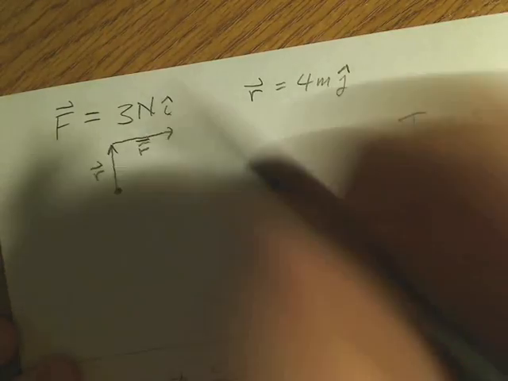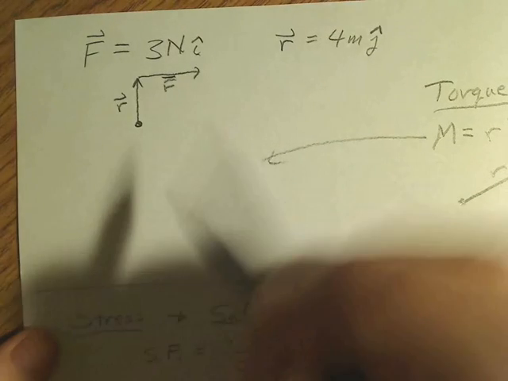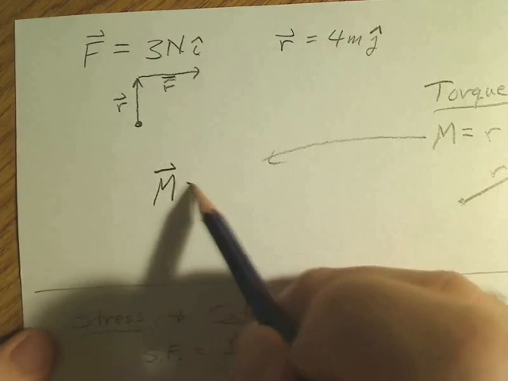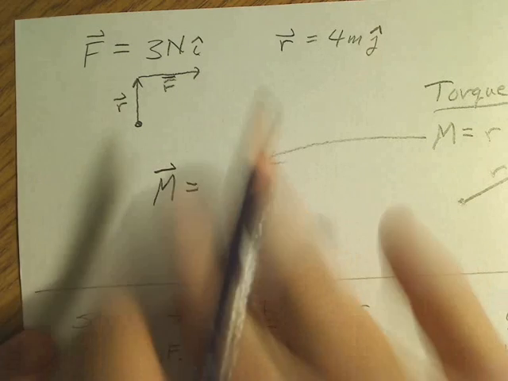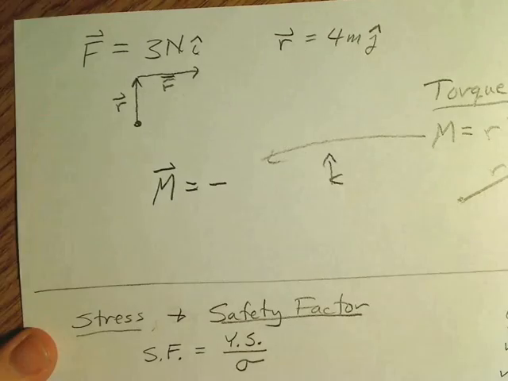Thumb goes into the page, so it's a minus on the torque. So if we're looking for magnitude, we use this. If we're looking for direction, we use the right hand rule. So if we now put a vector sign on this, we said that it was into the page, so it's minus, and into the page is k hat.